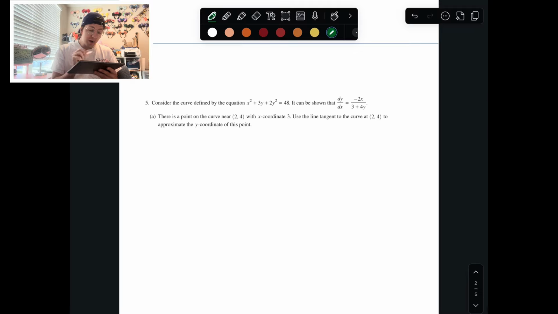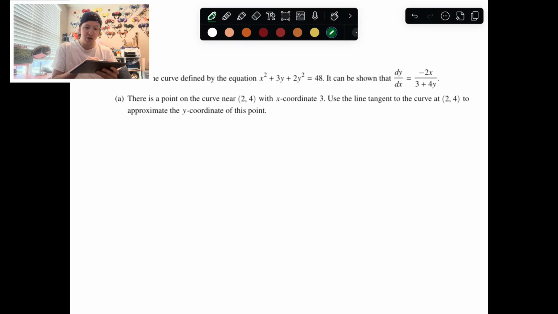So there is a point on the curve near (2, 4) with the x-coordinate of 3. Use the tangent line to the curve at (2, 4) to approximate the new y-coordinate. All right, so they tell us exactly what to do. You create a tangent line. So let's create a tangent line at (2, 4).